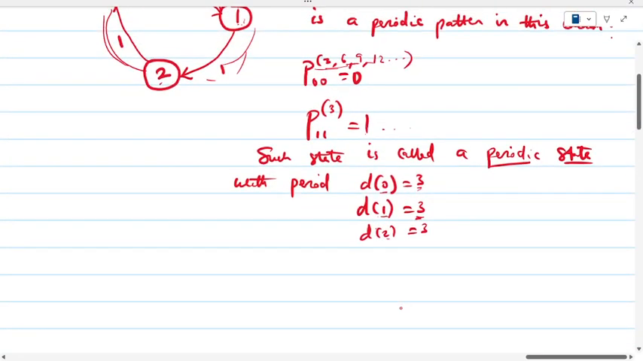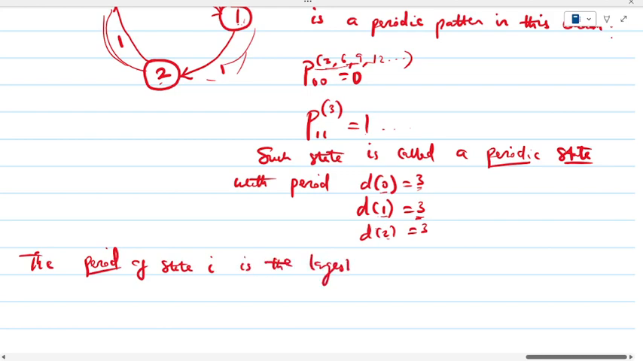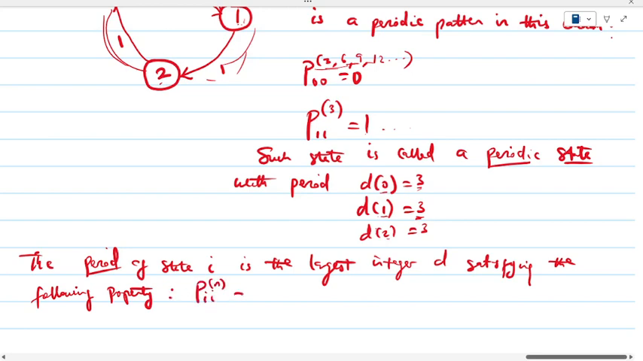So we can now write the definition: the period of state i is the largest integer d satisfying the following property, which is that the probability from i to i over n steps is equal to 0 whenever n is not divisible by d.